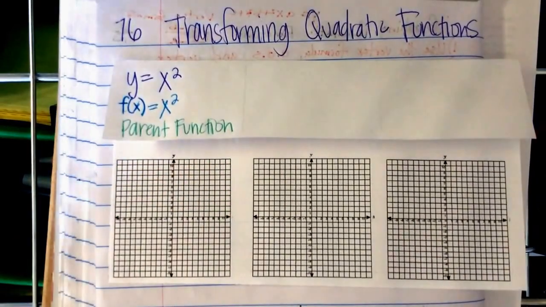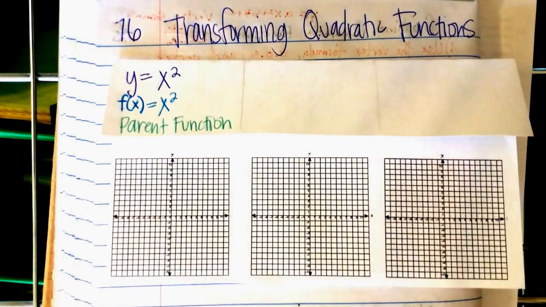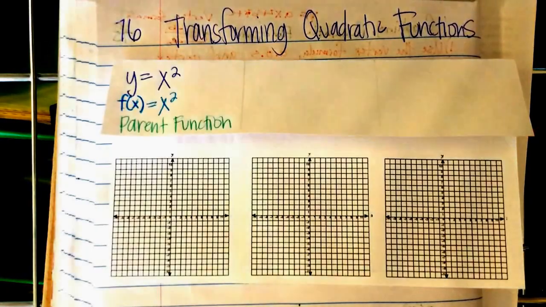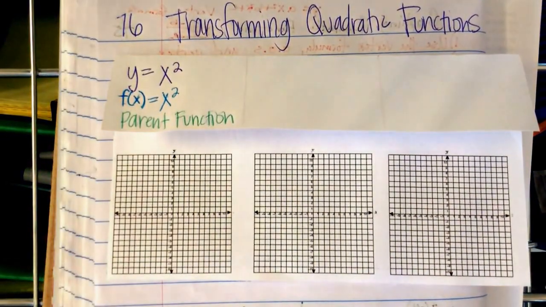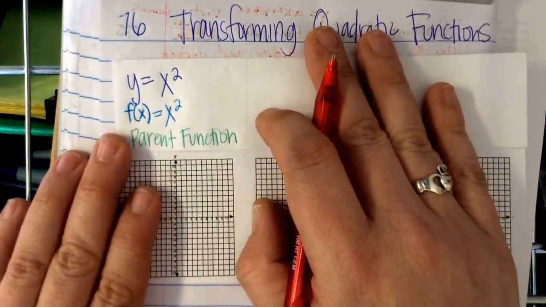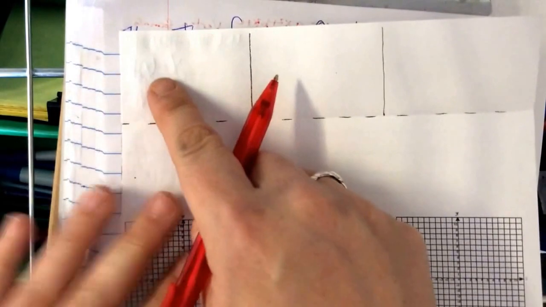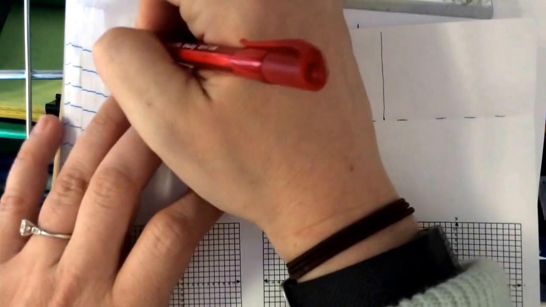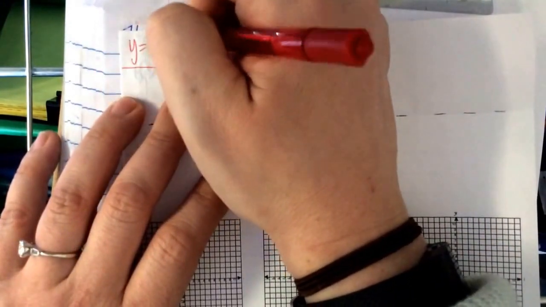So we're going to start off by graphing our parent function. This is what we're going to compare everything to. It's our original. The parent function is the most basic function. All right, flip it up. Here's where we're going to show our work. I'm going to rewrite y equals x squared just so we have it to look at.